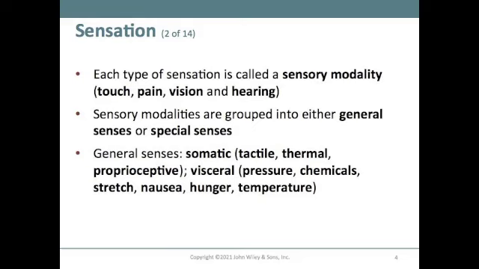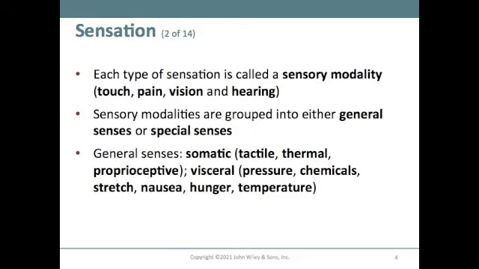So the different sensory modalities can be grouped into two classes, the general senses and the special senses. The general senses refer to both somatic senses and visceral senses. Somatic senses include tactile sensations such as touch, pressure, vibration, itch, and tickle, thermal sensations such as warm and cold, pain sensations, and proprioceptive sensations.